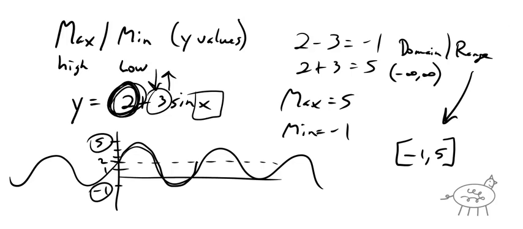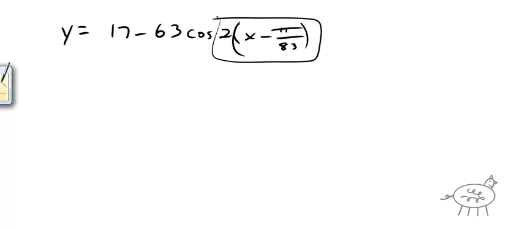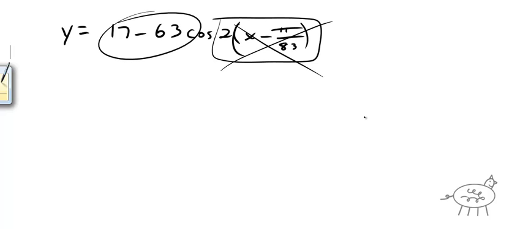All right, so let's try another problem with cosine. y is equal to 17 minus 63 cosine of 2 parentheses x minus pi over 83. Ugh, pi over 83, what? Remember what I told you, this only matters when we're doing the asymptotes. So we don't even bother with that.